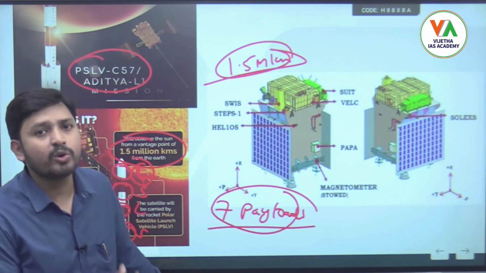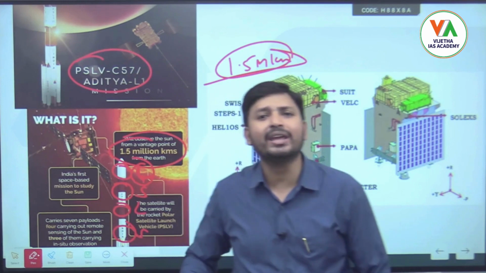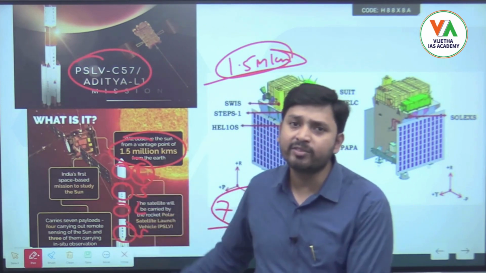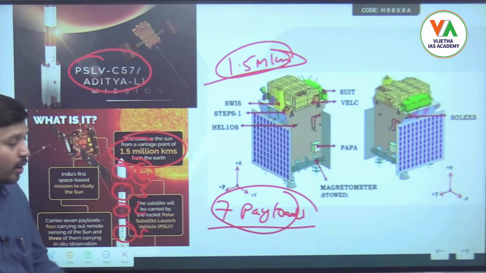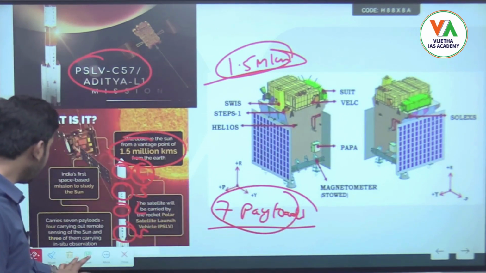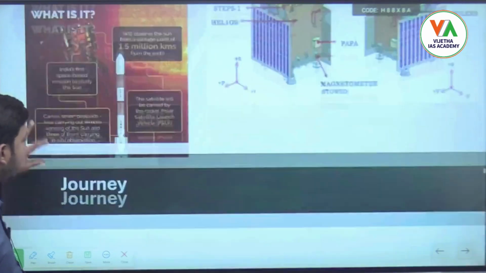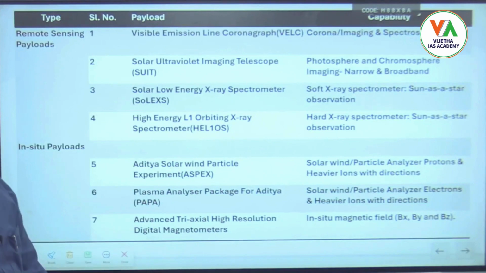We have to know what these are, because in prelims they may not ask this, but in mains, if they ask about the Aditya L1 mission, then we have to write all these 7 payloads, and also write the purpose of each payload. Is it clear? I have given these things in the slide, if you see. These are the 7 payloads in this Aditya mission.